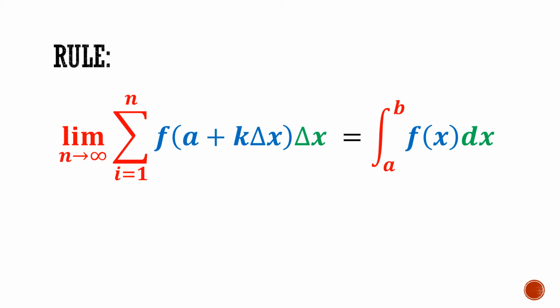So if you take the limit as n approaches infinity of the sum of all your rectangles, where you find f of whatever rectangle you're on, so that's going to be your height, times delta x, which is your base, that's giving you the area of a rectangle. And that equals the integral from a to b of some function f of x dx. This is the most important formula you're going to need to know for this lesson.